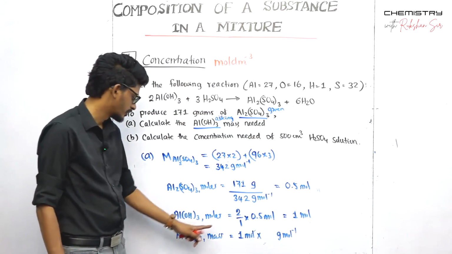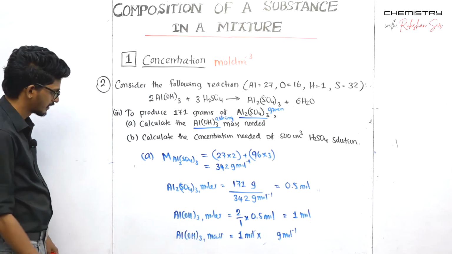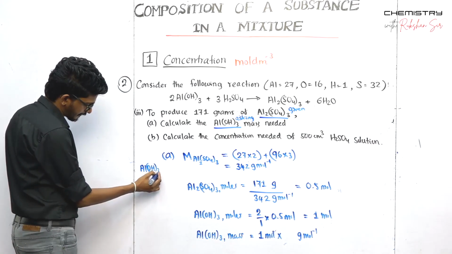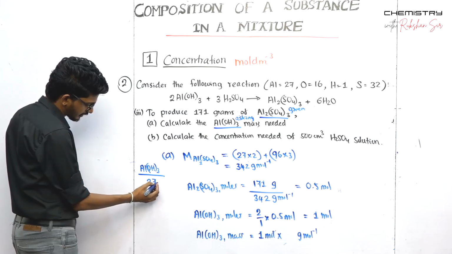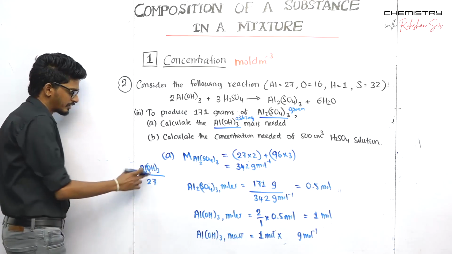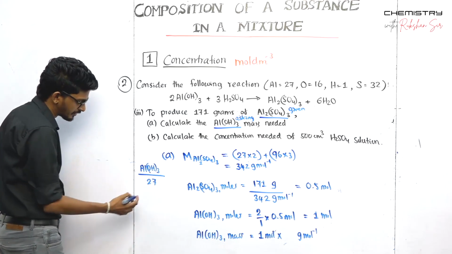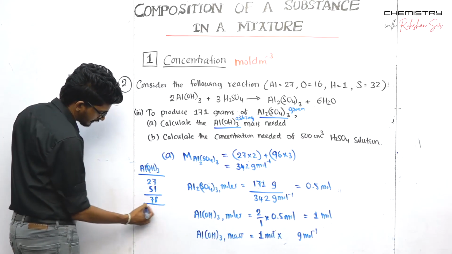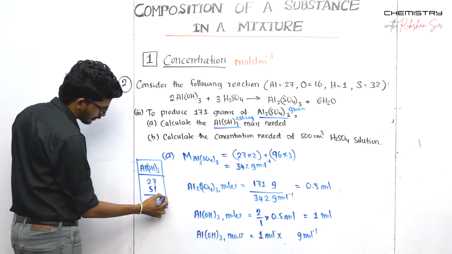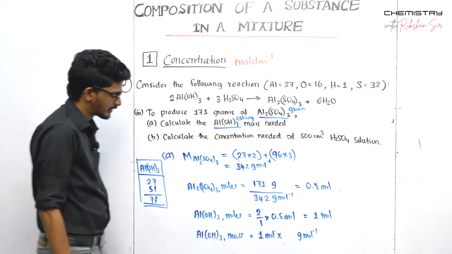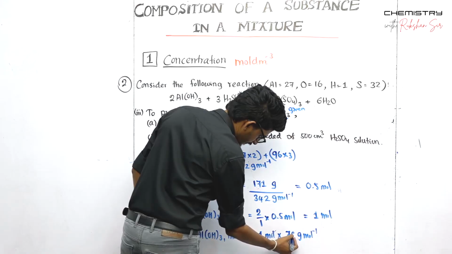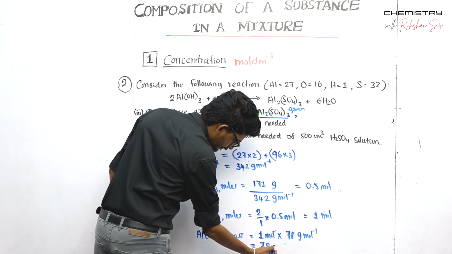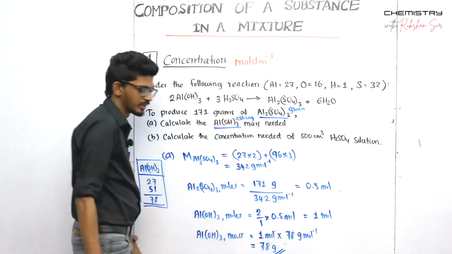So what is the g mol^-1 value of aluminum hydroxide? Just do some calculation here. Aluminum is 27. OH: the oxygen is 16, hydrogen is 1, so 17. 17 into 3 is 51. So that is 78 altogether. So the aluminum hydroxide g mol^-1 value is 78. So multiply by 78, and that will give you 78 grams. That is the answer.